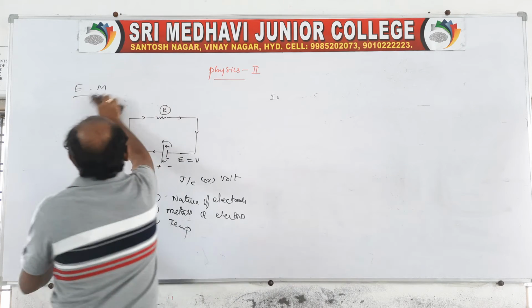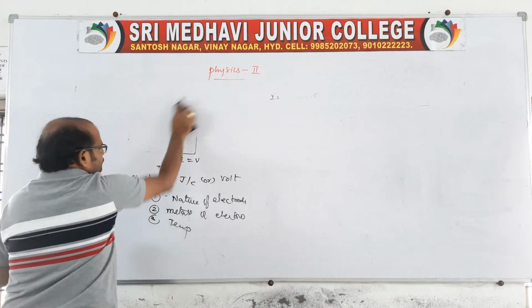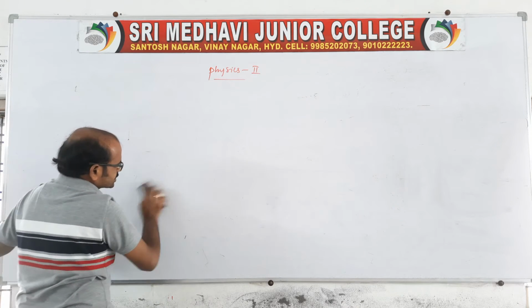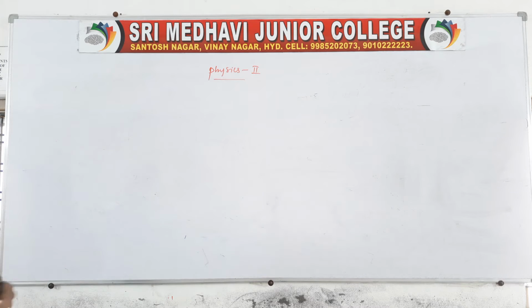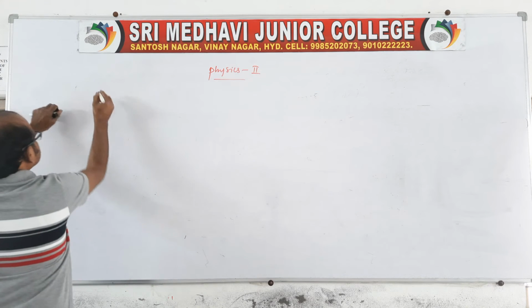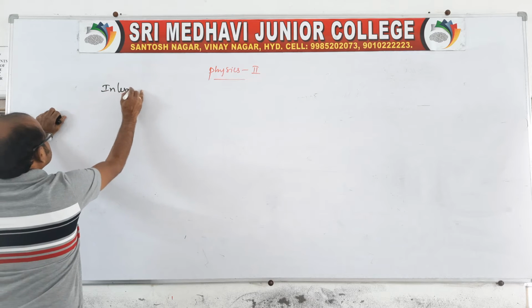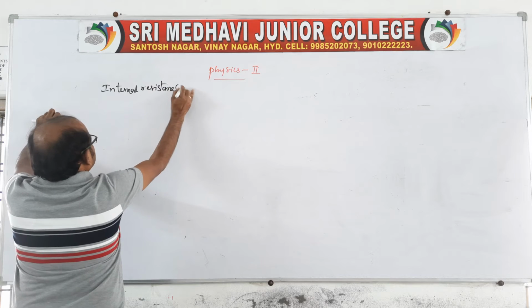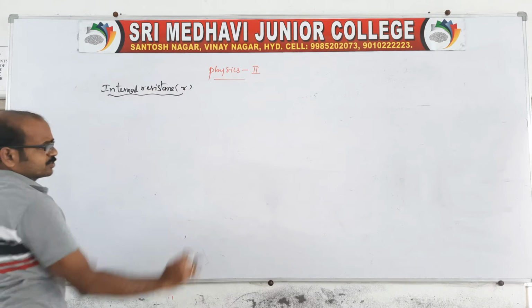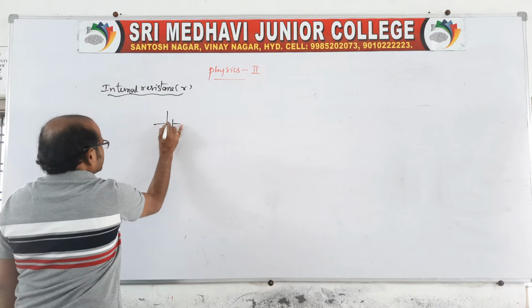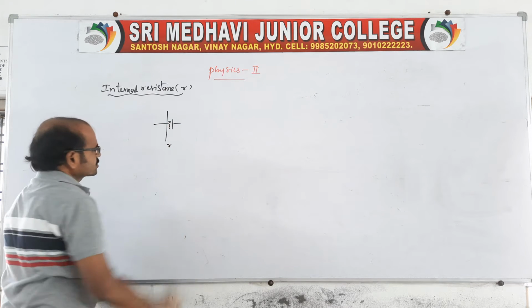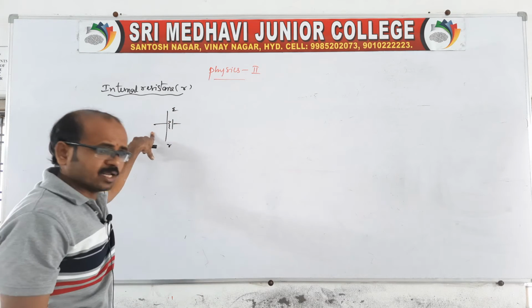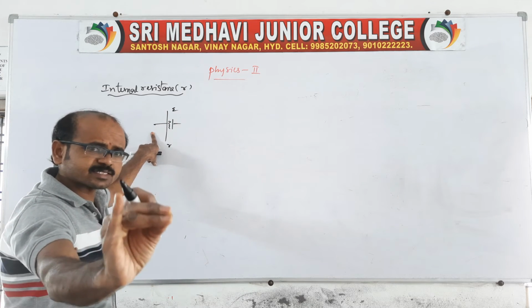Take the next side heading as internal resistance. We denote it by small r. There is an opposition inside a cell; this is small r, the internal resistance, along with the EMF. Along with the EMF, there is an internal resistance.